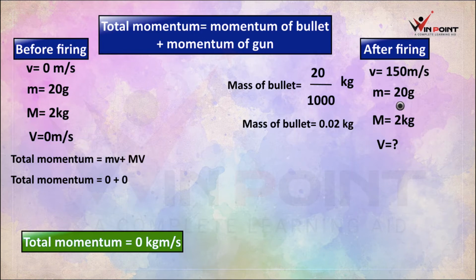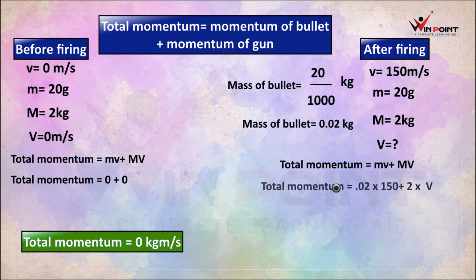After firing, the gun is moving, bullet is moving. We need to find the momentum according to that velocity. What is the equation for momentum? Total momentum is mv plus mv. What is the mass of bullet? It is 0.02 kilogram. What is the velocity of bullet? It is 150 meter per second. What is the mass of gun? 2 kilogram. And what is the velocity of gun that we need to find?